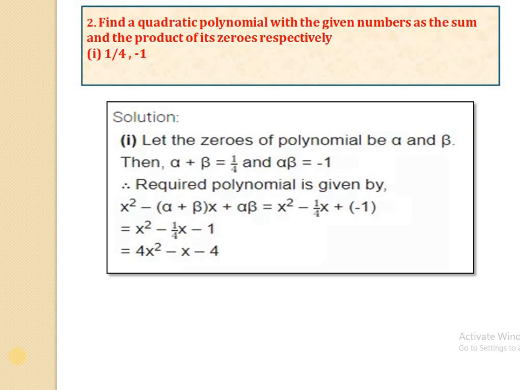Let us have one example from the textbook. Find a quadratic polynomial with the given numbers as the sum and the product of its zeros respectively. Mind well, here 1 by 4 and minus 1 are not the two zeros. They are the sum and the product of the zeros. So, according to the formula, the required polynomial is given by x square minus (alpha plus beta) into x plus alpha beta, which is equal to x square minus 1 by 4 x plus minus 1, which is equal to x square minus 1 by 4 x minus 1. And if you take 1 by 4 common, we will get 4x square minus x minus 4.